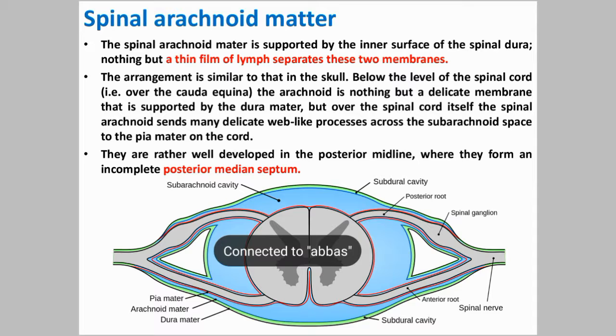So these processes are well developed in the posterior midline, where they form the incomplete posterior median septum. Why do we say this is an incomplete septum? Because it does not reach the middle of the posterior median sulcus.